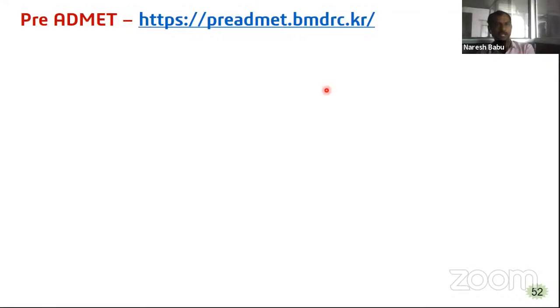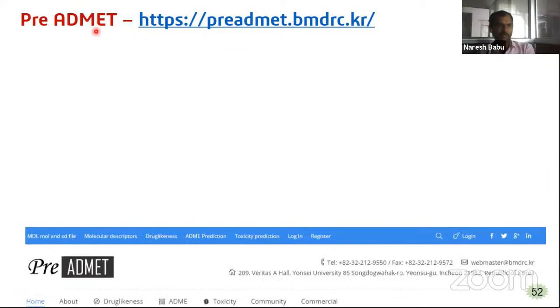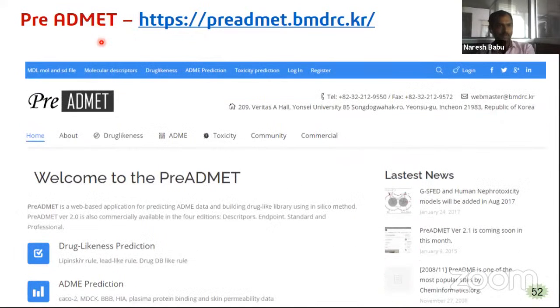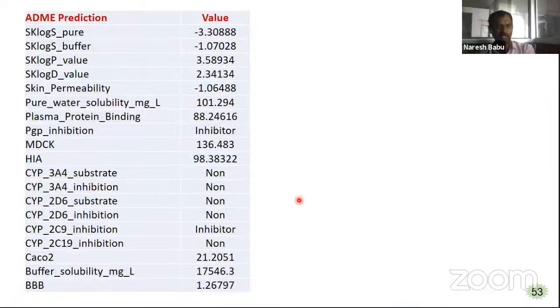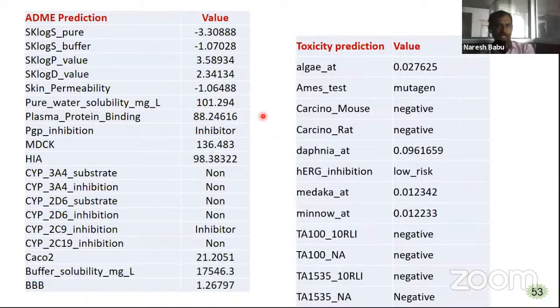Another tool for ADMET is PreADMET. This link gives that particular website. PreADMET is a web-based application to predict ADMET, drug-likeness, and toxicity, as in the previous databases. These are the parameters we can estimate using PreADMET, all these values.